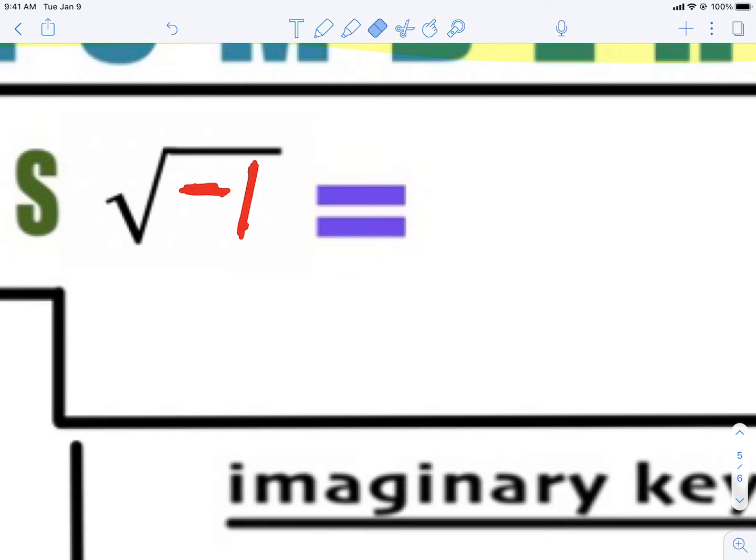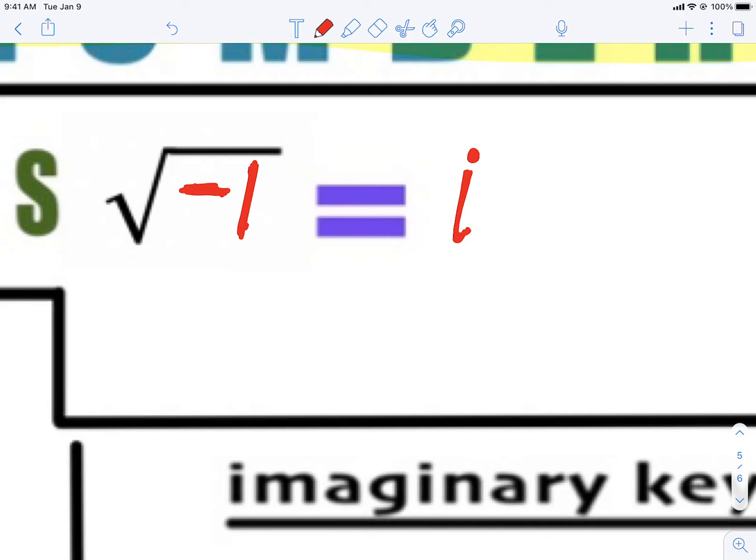So what they did is this. They said the square root of negative 1 is i. I know it looks like a little backwards J, but don't worry, that's i. So the square root of negative 1 is i. It's an imaginary number. There are no two numbers that multiply by each other to give you negative 1.